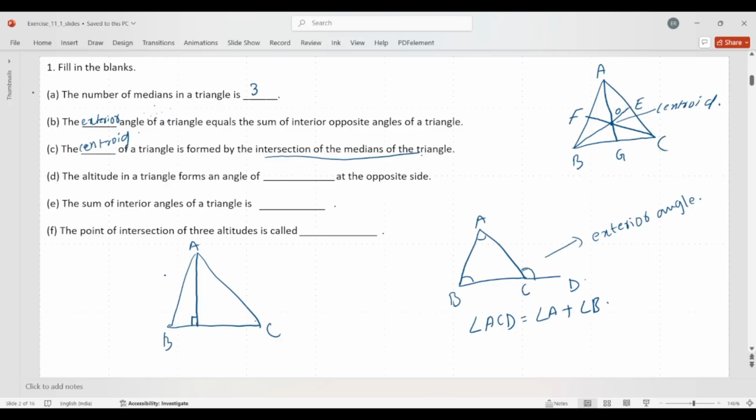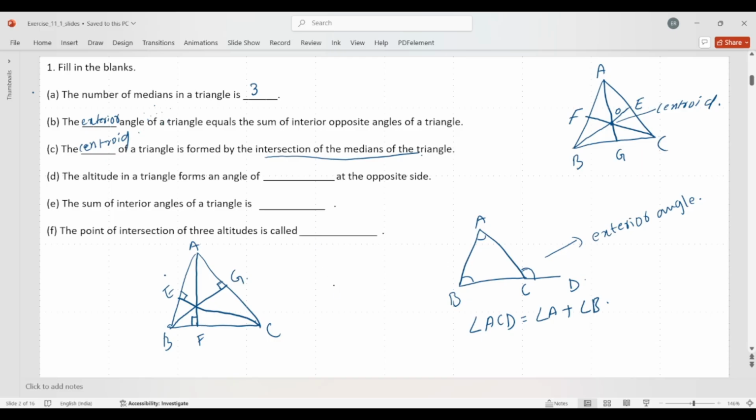Okay, if we draw a perpendicular from vertex B to its opposite side, it will form a 90-degree angle. So this will be the altitude of the triangle. So if we draw from vertex C here, okay, this is forming 90-degree. So this will be the altitudes of the triangle. So the number of altitudes in a triangle will be 3, and the number of medians is also 3. The difference is the altitude forms 90-degree and the medians divide the sides into 2 equal parts.